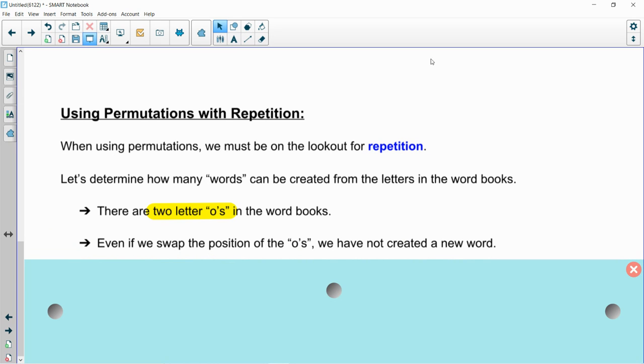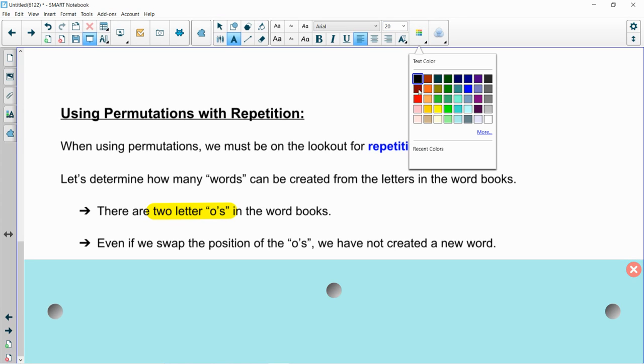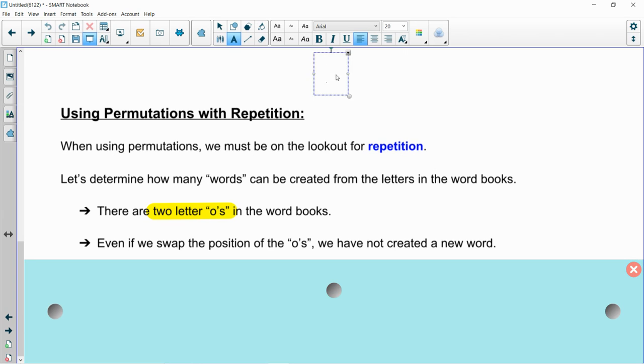Think about writing out the word books. I'm going to write it up here. Let's get a different text color. Here we go. All right, so B-O-O-K-S. There's books. Now, if you notice, as we mentioned earlier, there are indeed 2 letter O's.